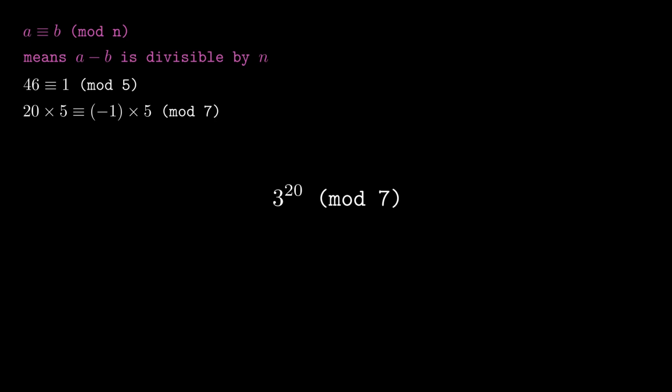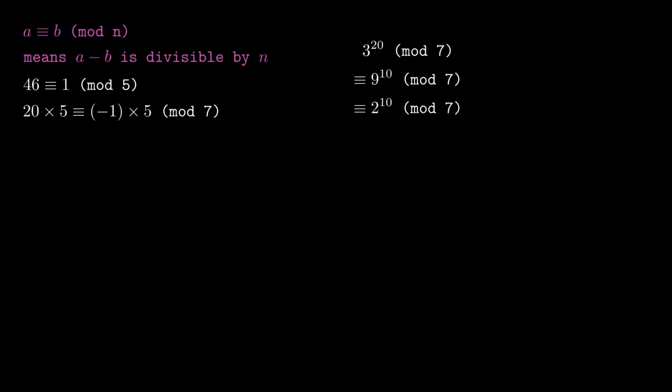It turns out that this question of how we can save effort in the weird and wonderful world of mod is at the center of modern cryptography, which is all around us these days. To reduce our workload, we could make use of exponent rules from school. 3 to the 20 is 3 squared to the 10, and 3 squared is 9, which is 2 mod 7, so 3 to the 20 is congruent to 2 to the 10.